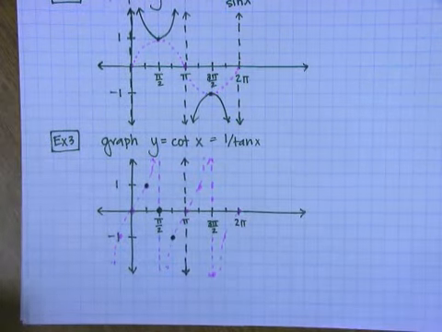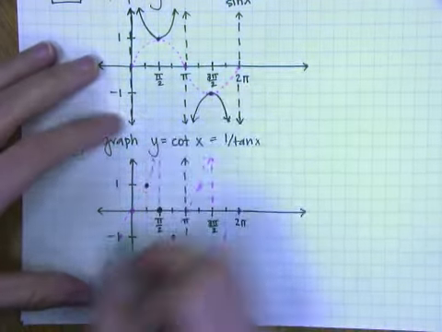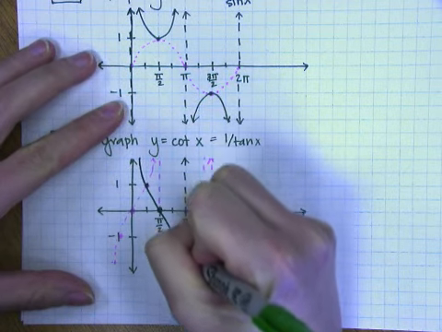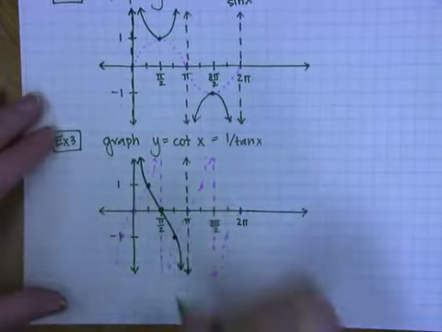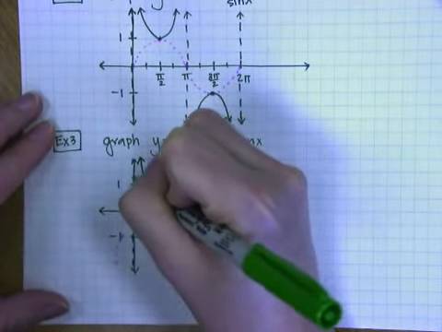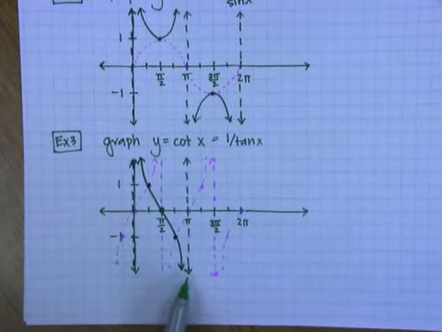Okay. So if I wanted to graph one cycle of my cotangent curve, it's going to go from 0 to pi. There's one cycle of my tangent curve, with the x-axis, by the way, being the other side of the asymptote. Okay. So here's one cycle of my cotangent curve.